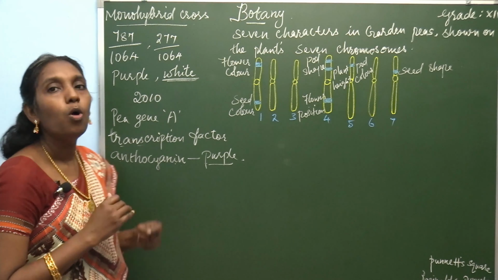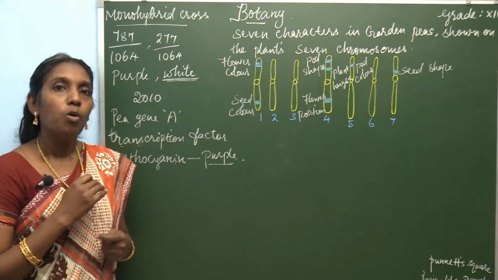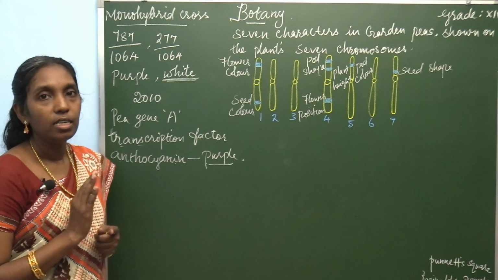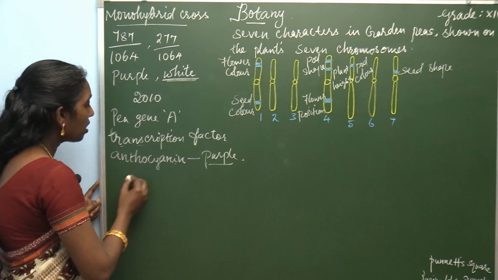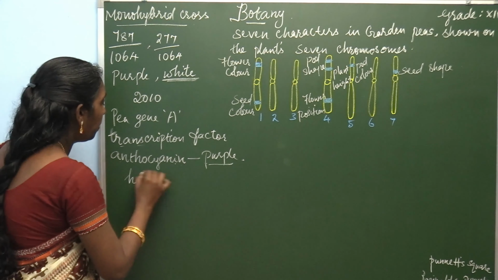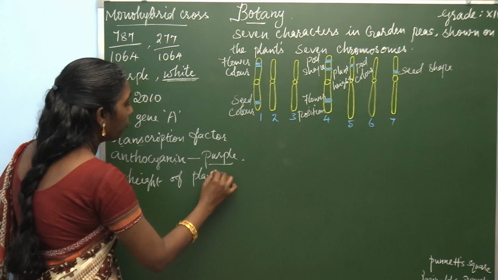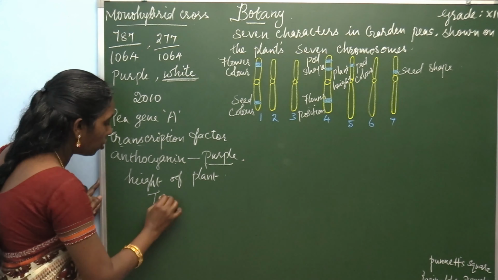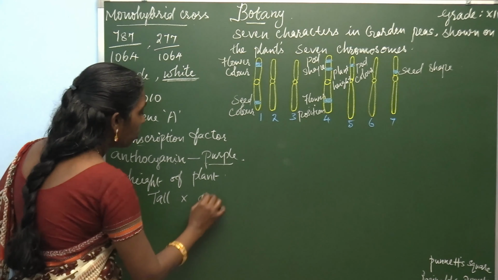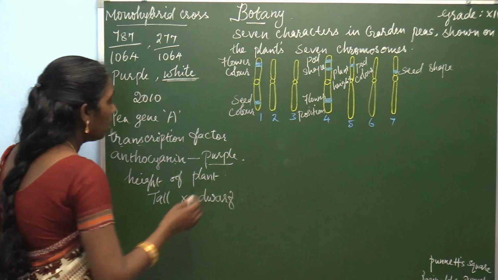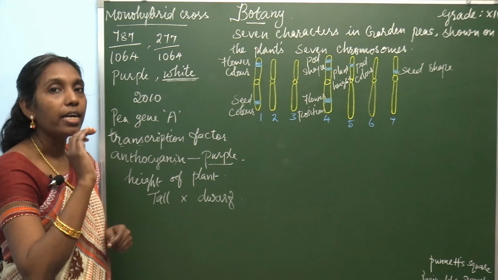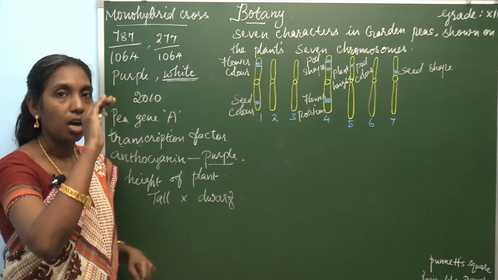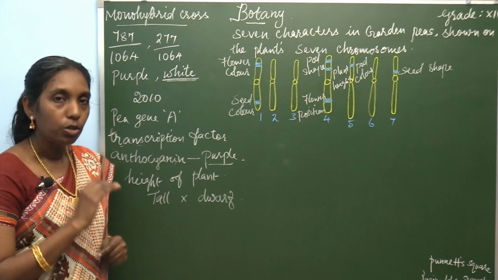Now let us see monohybrid cross. Monohybrid cross or monohybrid inheritance is the inheritance which consists of a single trait or single character, that is height of the plant. The parent one is tall, crossed with dwarf. In monohybrid cross, he selected only one character, that is height, tall plant and dwarf plant.